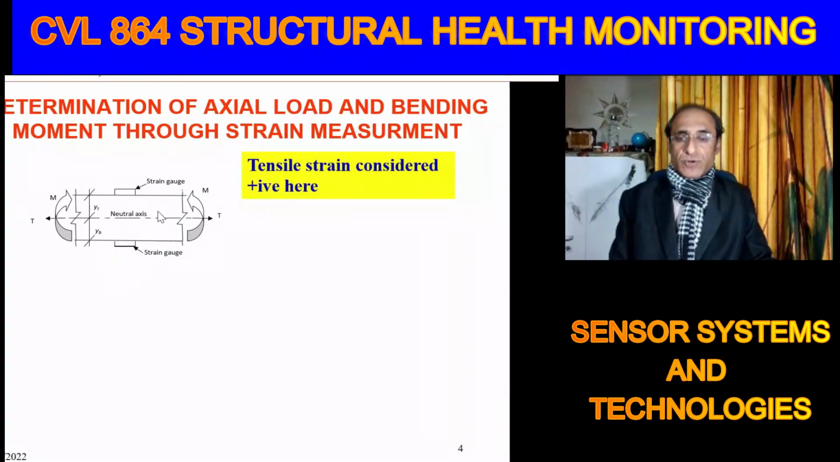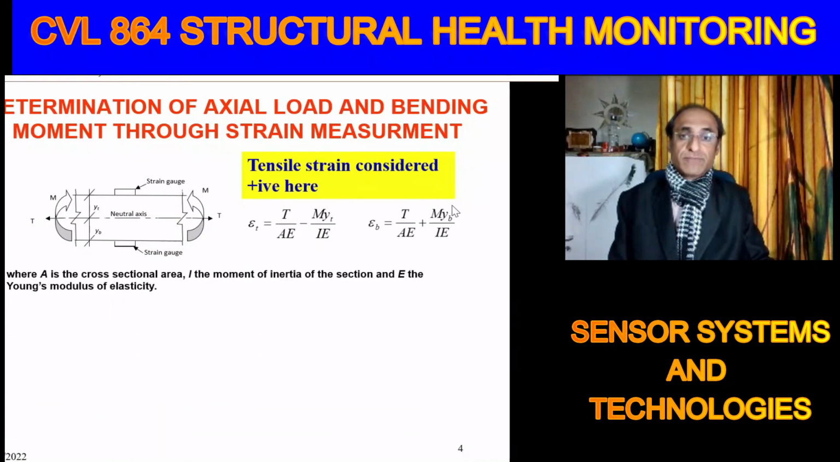For example, we are bonding strain gauges on the top and the bottom surfaces, and then using the Euler-Bernoulli equation, we can write the expression for the overall strain. For example, if there is tensile force also acting, that is axial force, and then the bending moment, then this is how we can express the strains in terms of the axial force and the bending moment. So here our sign convention is that tensile strain we are considering positive, and that's why this sagging moment will give rise to compressive strain here, so that's why we have minus here, and for the bottom we have plus here.